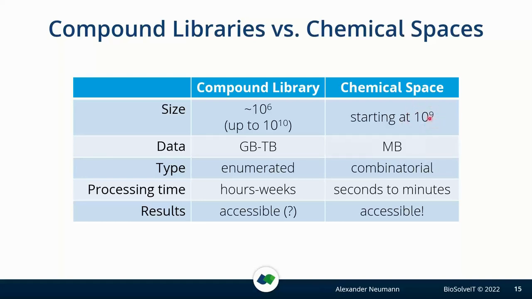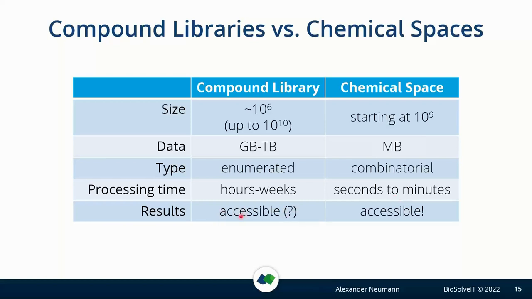And as you can see, the spaces are usually in the size of several billions, but can be way, way larger. Compound libraries, I mean, you have most likely once in your life already downloaded one of the ZINC files containing millions of compounds. Millions is, I would say, very general. There are also smaller focused libraries available, and very, very rarely larger libraries pop up. But as you can see here, gigabytes for the millions and terabytes for larger data sets, compared to megabytes for combinatorial spaces. So obviously, since you have to work with those enumerated compounds, you need hours to weeks to screen and computationally assess them, while chemical spaces can be assessed in seconds to minutes.